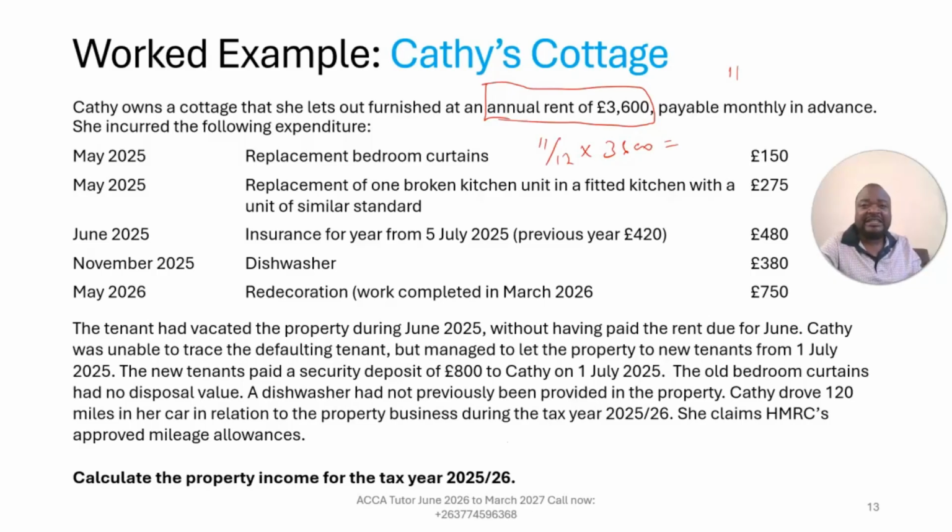But in this case, we were told that there was 1 month this person did not receive. Also take note that the examiner did not say in the statement that she was actually paid £3,600. He only said that 3,600 was the general or ordinary annual rental. But they specifically told us that there was a month when the rent was not received. So we need to take note of that.